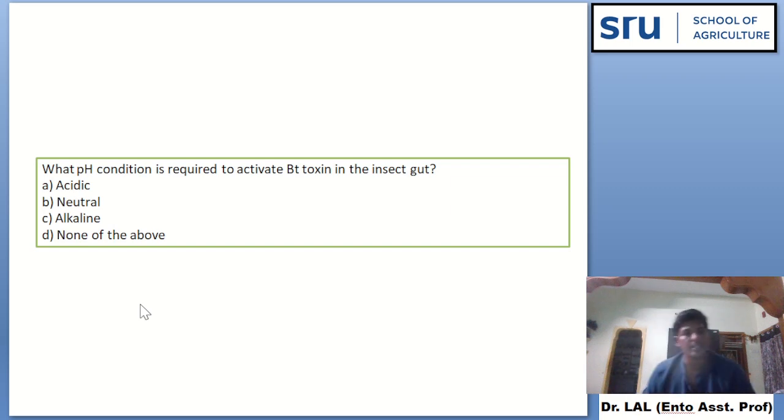What pH condition is required to activate Bt toxin in the insect midgut? Acidic pH, neutral pH, alkaline pH, or none of the above? Here the correct answer is alkaline pH is required to activate Bt toxin in the insect gut.